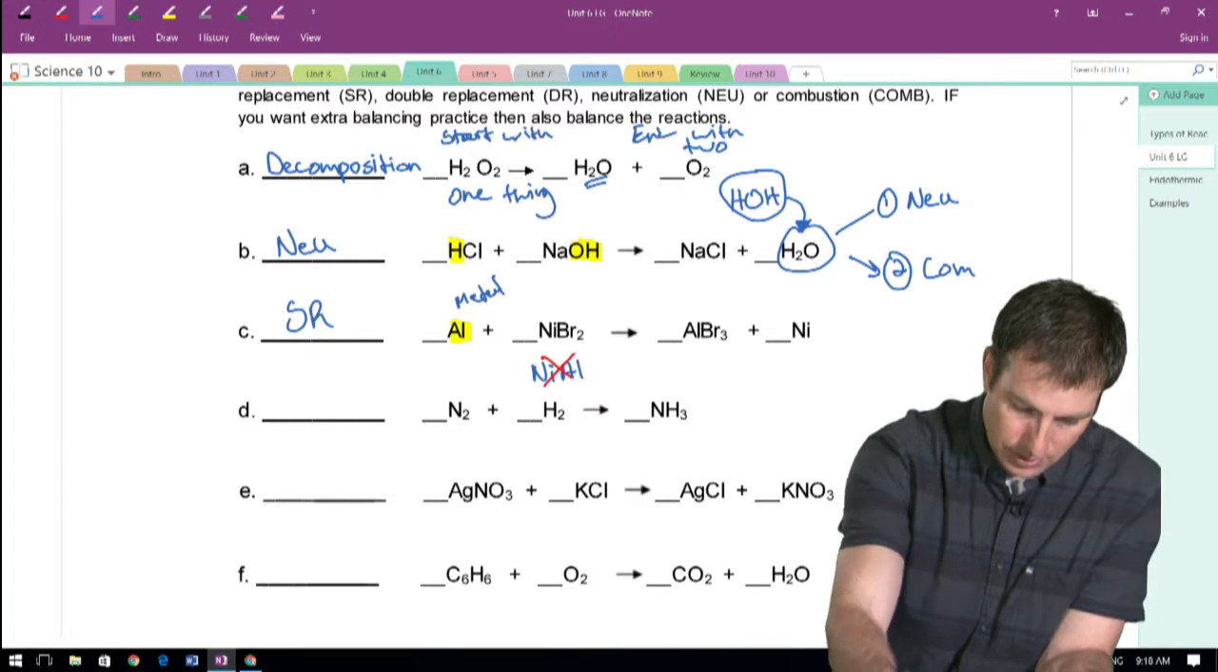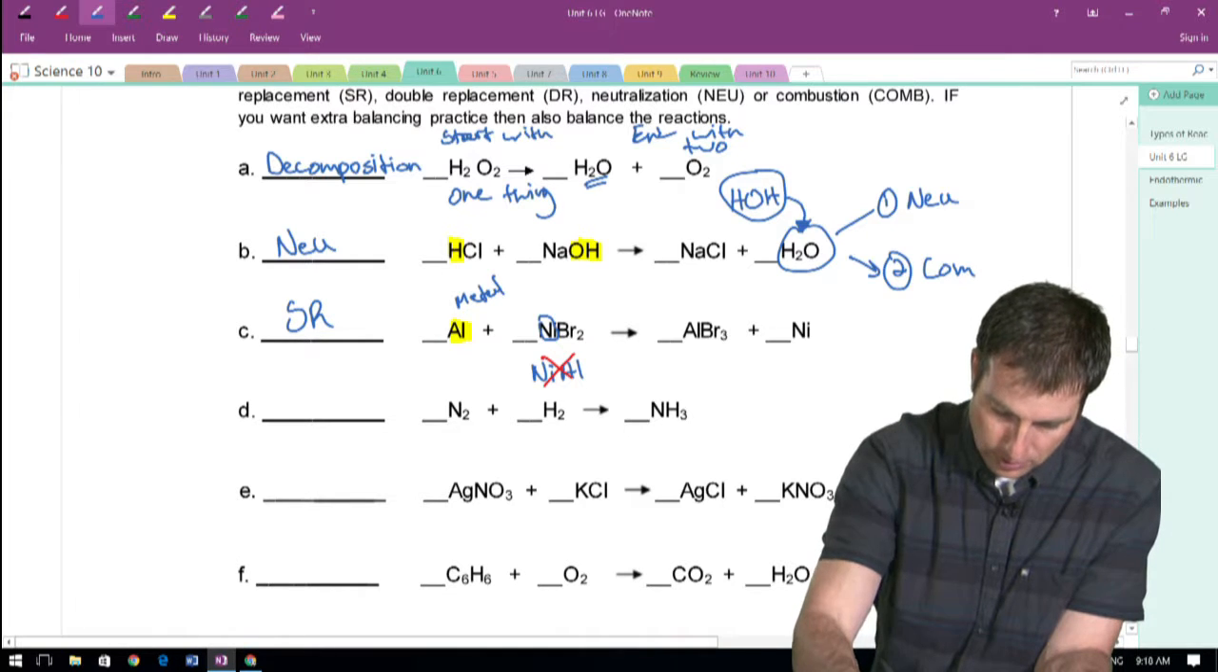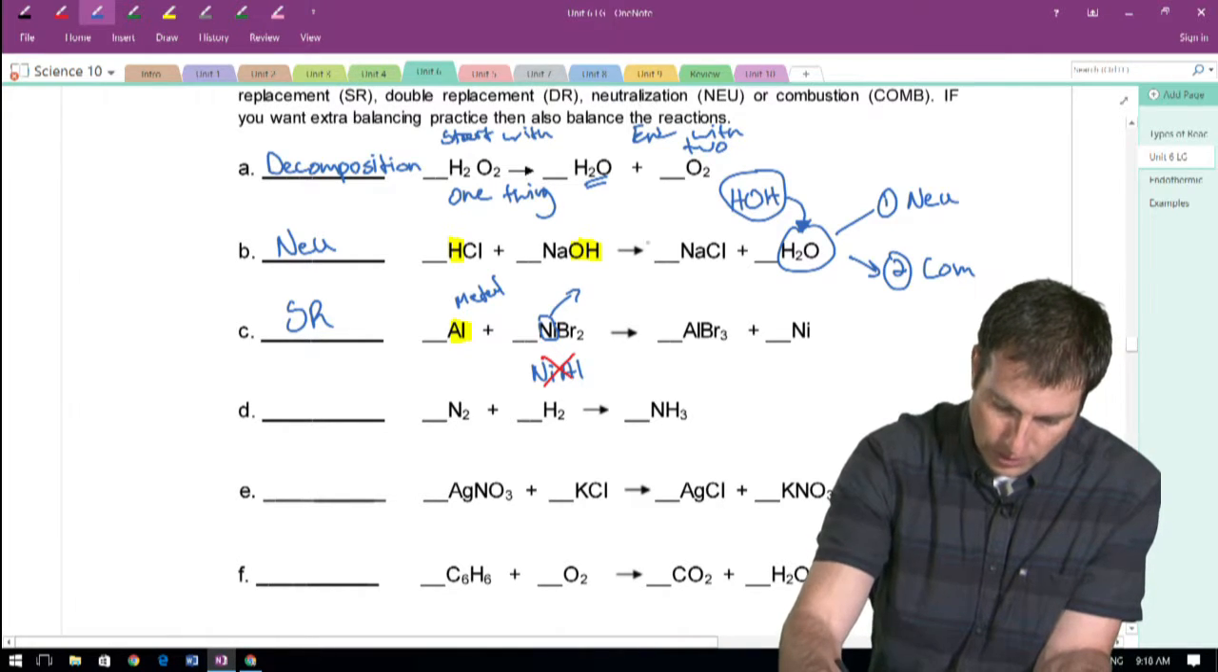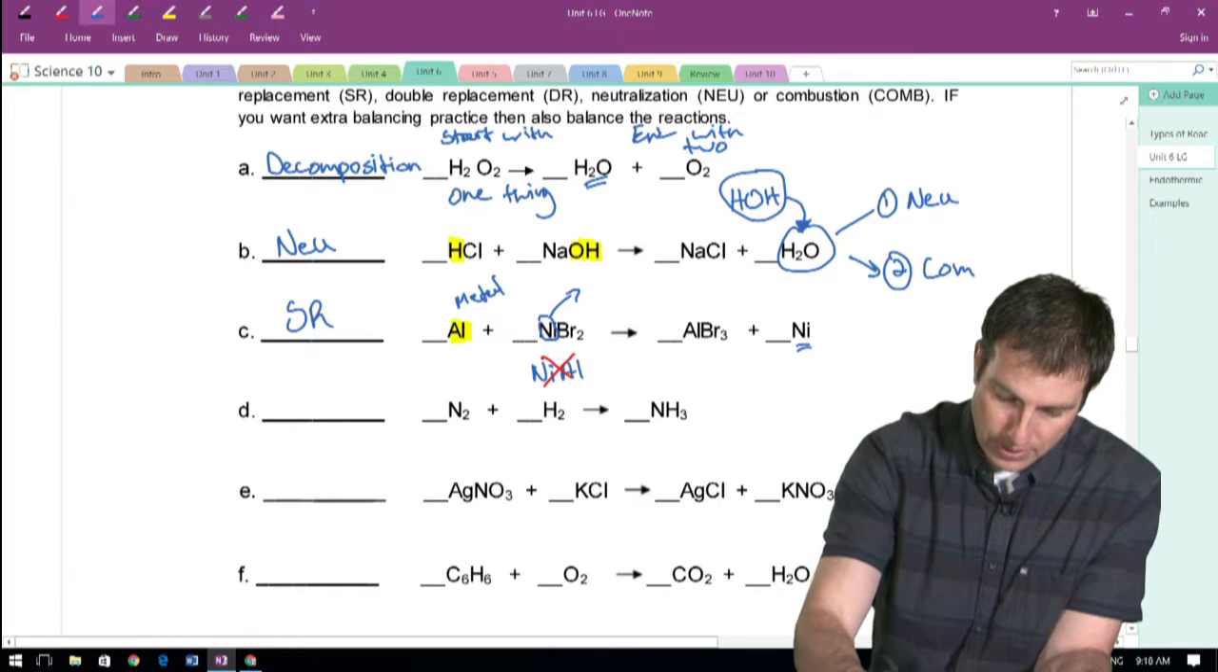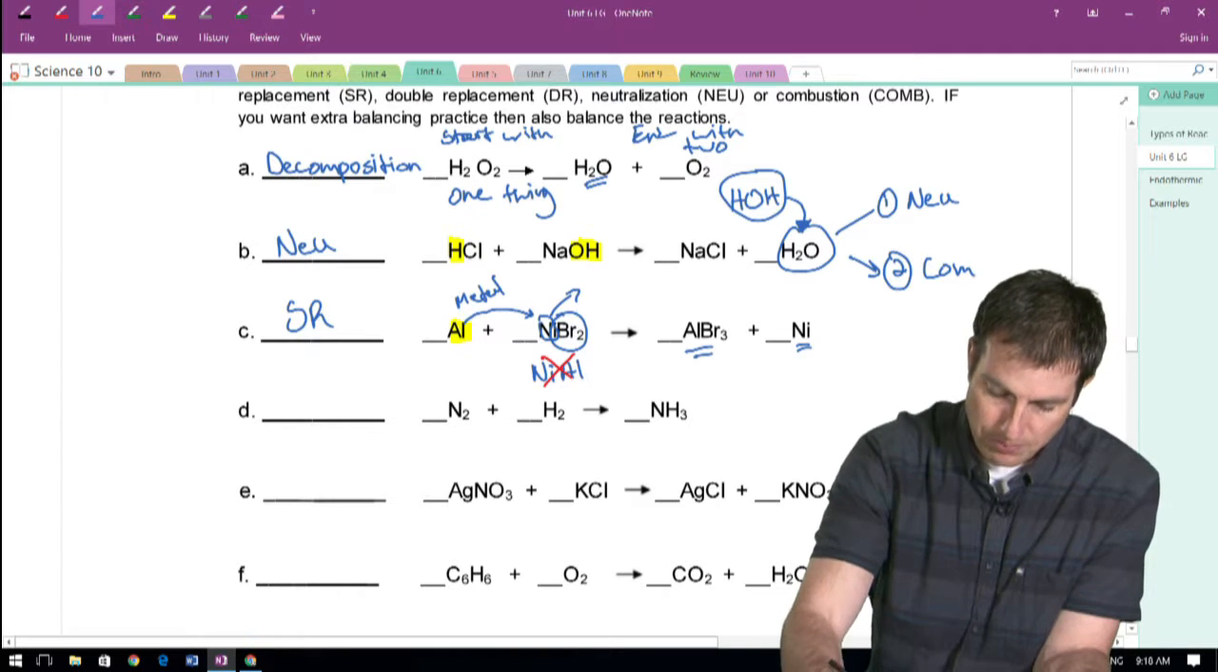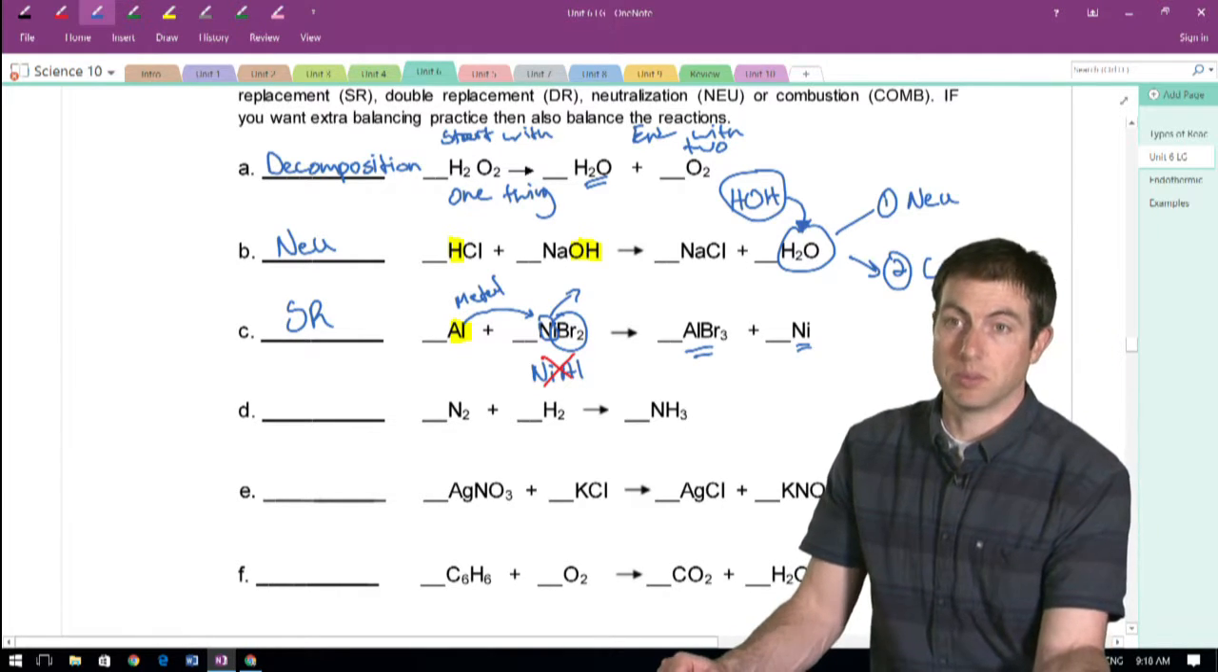So what's happening is the metal is replacing the metal, and it's going to kick it out. So now the nickel's by itself, and the nickel was combined with the bromine, but now the aluminum is going to combine with the bromine. And that is a single replacement.